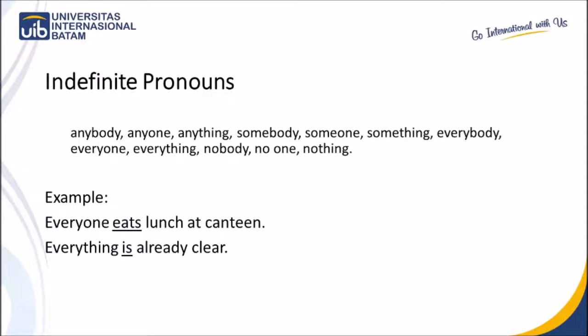And then next, the use of indefinite pronouns. Examples of indefinite pronouns are anybody, anyone, anything, somebody, someone, something, everybody, everyone, everything, nobody, no one, and nothing. When you use indefinite pronouns, they are considered singular. For example, everyone eats lunch at canteen, so everyone is considered as a singular noun, so we use s in the verb. Similar to everything, it is already clear. We use is because everything is a singular noun.